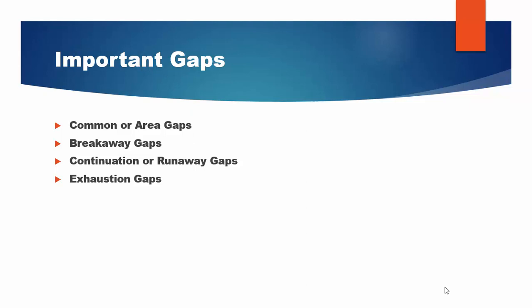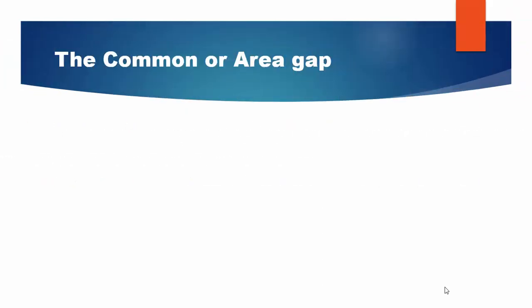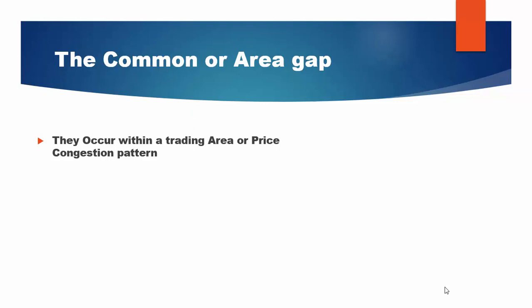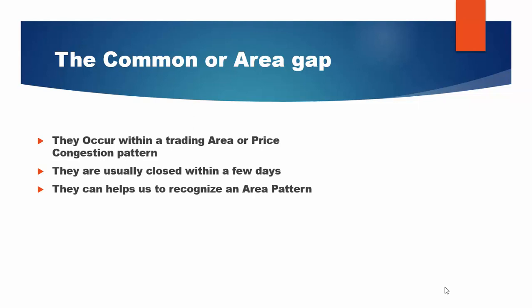The first one, the common or area gap. They occur within a trading area or price congestion pattern, like inside a triangle or rectangle or other price patterns which show a decrease in trading activity inside them, as we discussed in previous parts of this course. Most of these gaps are closed within a few days, except those which occur in the last move before the breakout of price. The importance of this kind of gap for us is for detecting an area pattern and formation of price.